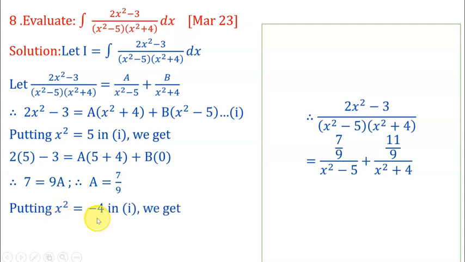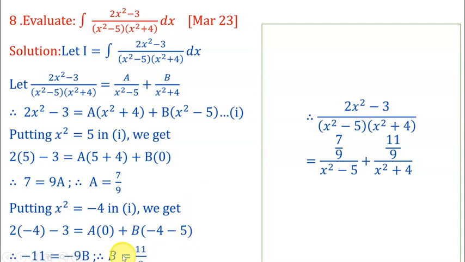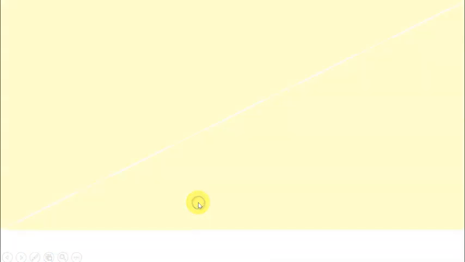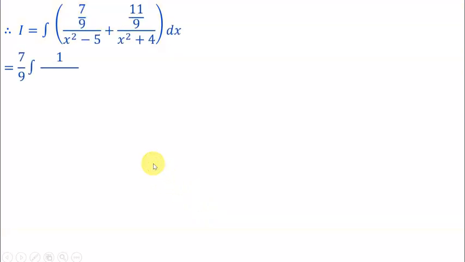Put x² = −4. You will get your value of B. That is, 2 into −4 is −8, minus 3, is equal to A into 0 plus B(−4 − 5). And hence you will get your value of B is 11/9. Therefore, I is equal to the integral of [7/9 · 1/(x² − 5) + 11/9 · 1/(x² + 4)] dx.